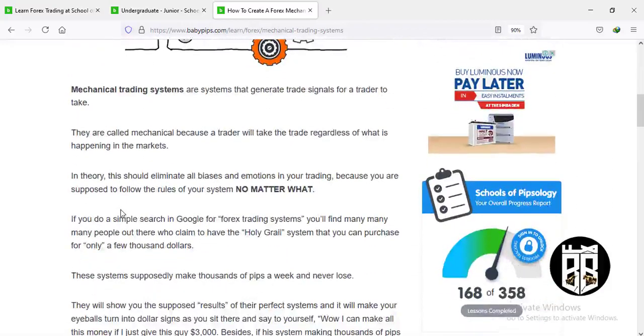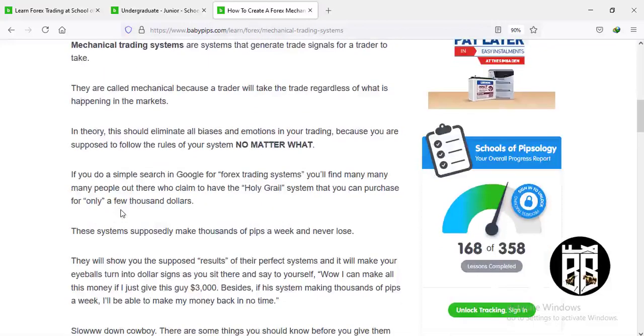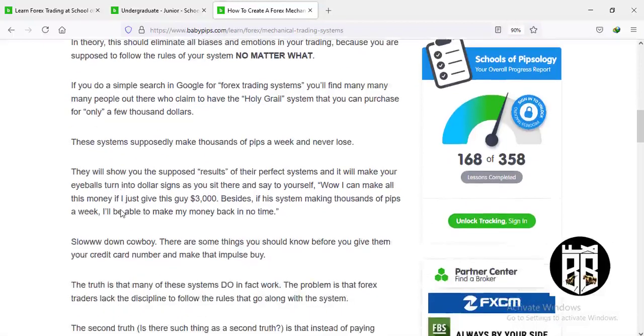So what is a mechanical trading system? A mechanical trading system is a trading system which we generate to trade signals as a forex trader. In theory, the system should eliminate all biases and emotions in trading, because you are supposed to follow the rules of your trading system no matter what happens. So there is no holy grail over there or anywhere else.